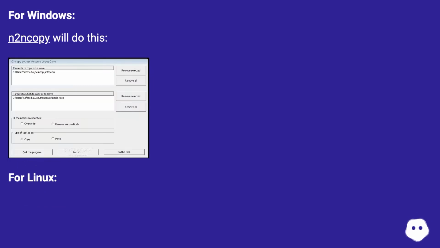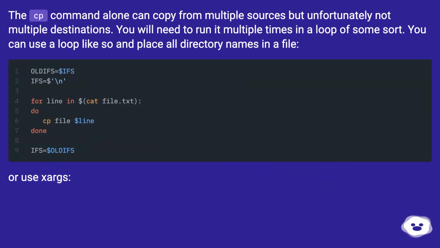For Windows, NTtee copy will do this. For Linux, the cp command alone can copy from multiple sources, but unfortunately not multiple destinations. You will need to run it multiple times in a loop of some sort. You can use a loop like so, and place all directory names in a file.